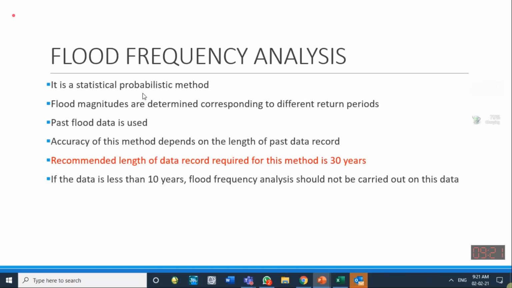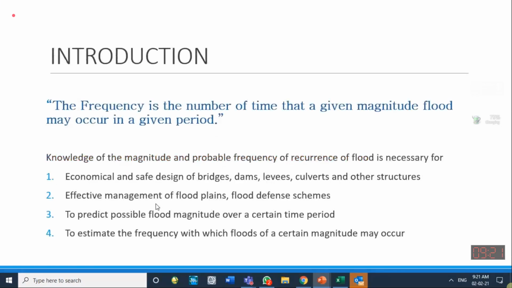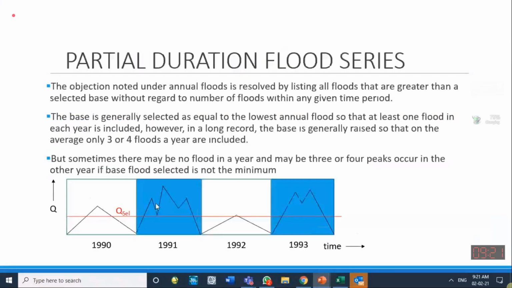Flood frequency analysis is one of the methods of estimating the return period, and based upon the return period, we select the design flood. Design flood is that value of flood which we use for the design of a structure. So flood magnitudes are determined corresponding to different return periods, and the definition of the return period will come somewhere. Let me tell it to you.